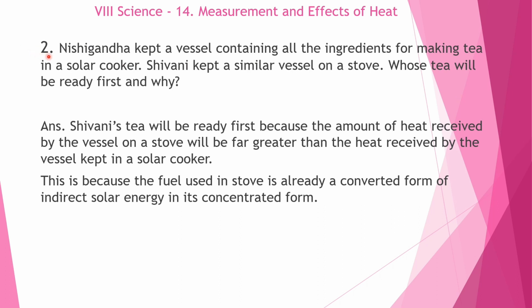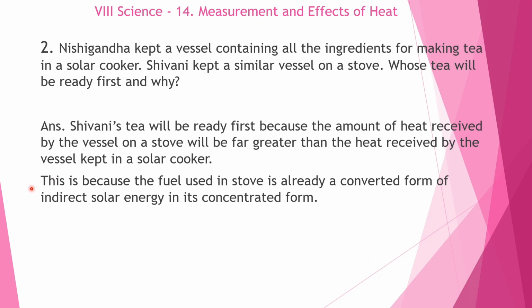Question 2. Nishigandha kept a vessel containing all the ingredients for making tea in a solar cooker. Shivani kept a similar vessel on a stove. Whose tea will be ready first and why? Shivani's tea will be ready first. Of course, children, because Shivani is keeping it on the stove. Because the amount of heat energy received by the vessel on a stove will be far greater than the heat received by the vessel kept in a solar cooker.